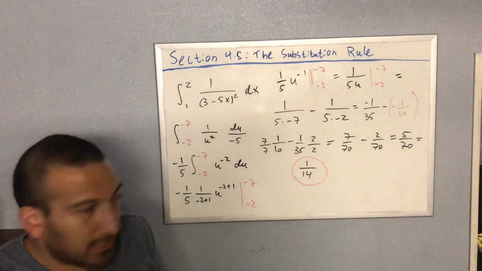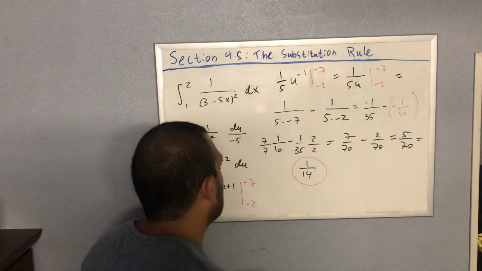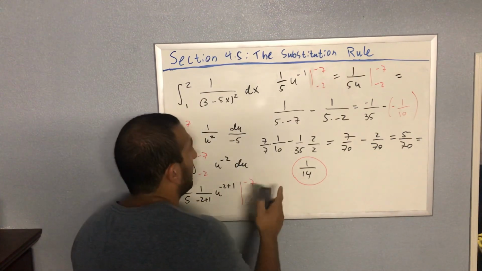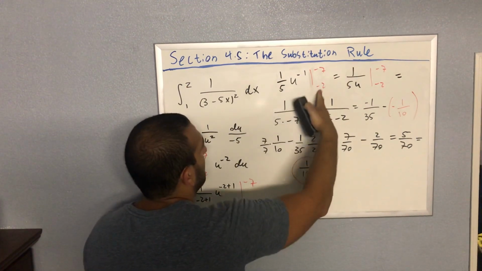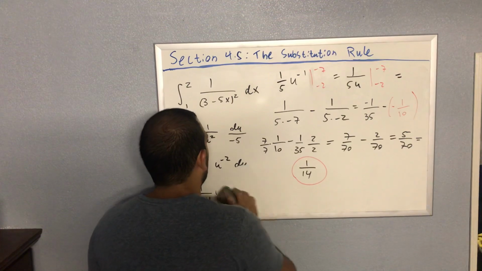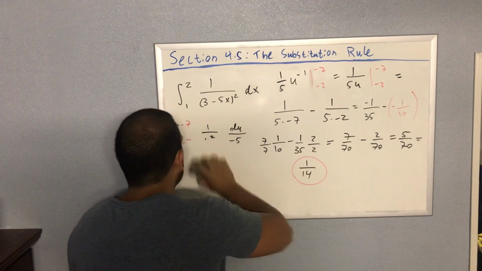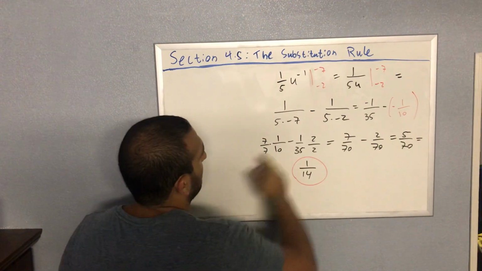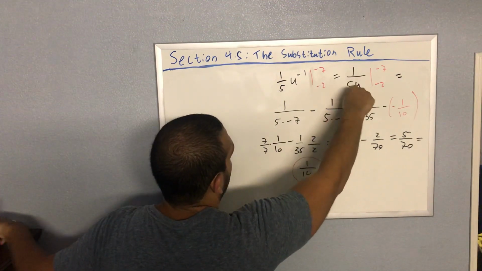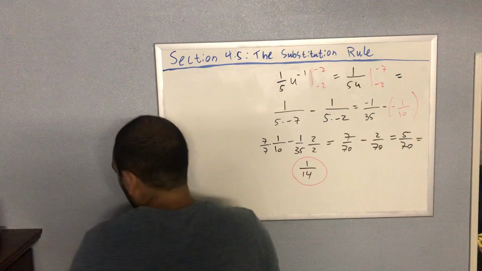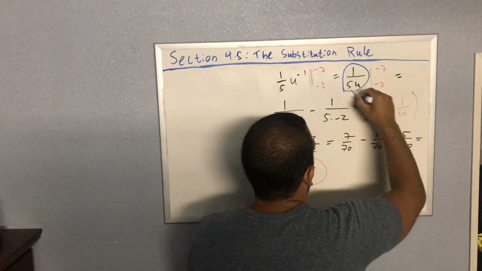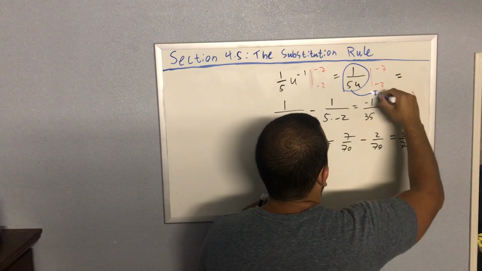Now, remember at the end of the last lecture, I said you can find this an alternate way. So you don't have to use the new limits of integration. You can use the old ones if you substitute back. So this was the antiderivative, right? 1 over 5u. This was the antiderivative, or integral basically.